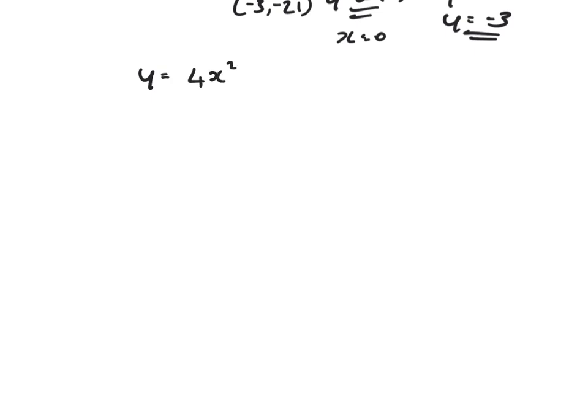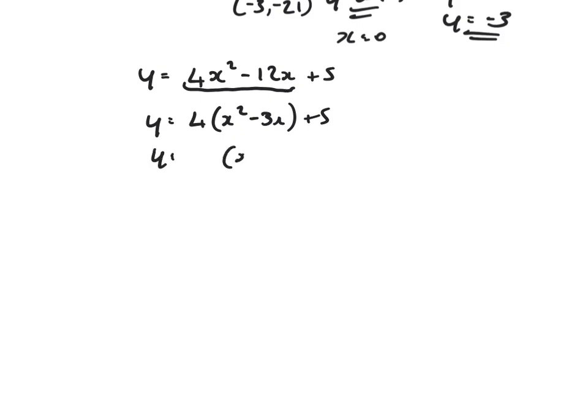Okay, we're going to complete the square and make a sketch for 4x squared minus 12x plus 5. Okay, take out the numerical common factor of 4, bracket x squared minus 3x, close the bracket, plus 5. Half the minus 3 down to minus 3 over 2, create a squared bracket with a 4 at the front.